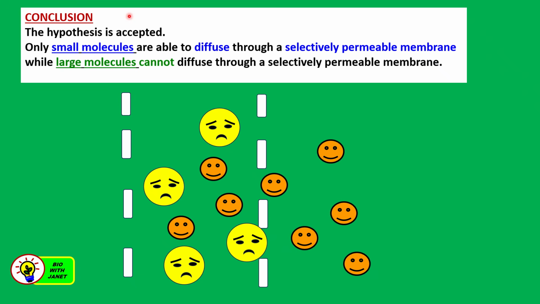Now, the conclusion for this report. The hypothesis is accepted. Only small molecules are able to diffuse through a selectively permeable membrane, while large molecules cannot diffuse through a selectively permeable membrane.